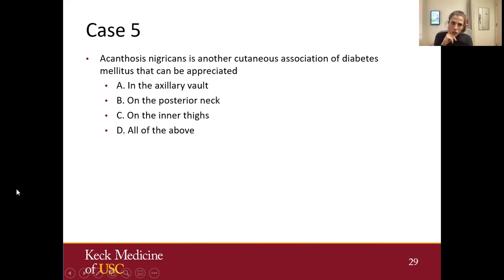So another question. Acanthosis nigricans is another cutaneous manifestation of diabetes, and it can be appreciated: A, in the axillary vault, B, on the posterior neck, C, on the inner thighs, or D, all of the above? We can advance, and the answer is all of the above. Good job, everybody who answered on the chat. Thank you. We can move forward.